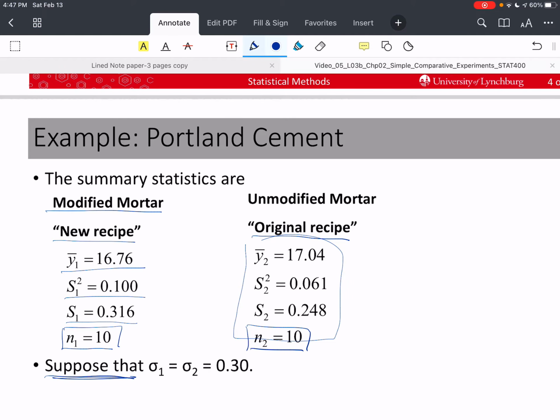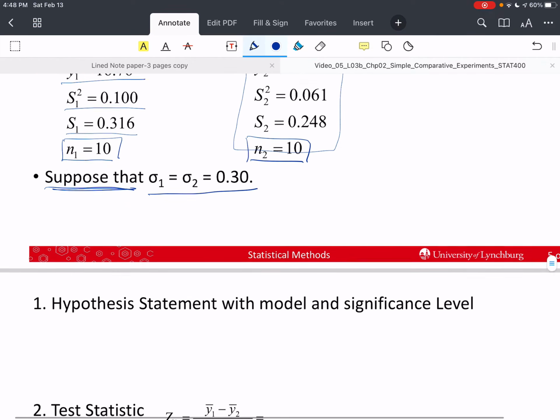Now, suppose that the standard deviations are known and that they're equal. Again, this is not very realistic, but this is what we're being told for this problem. So we're going to do this problem under that assumption.